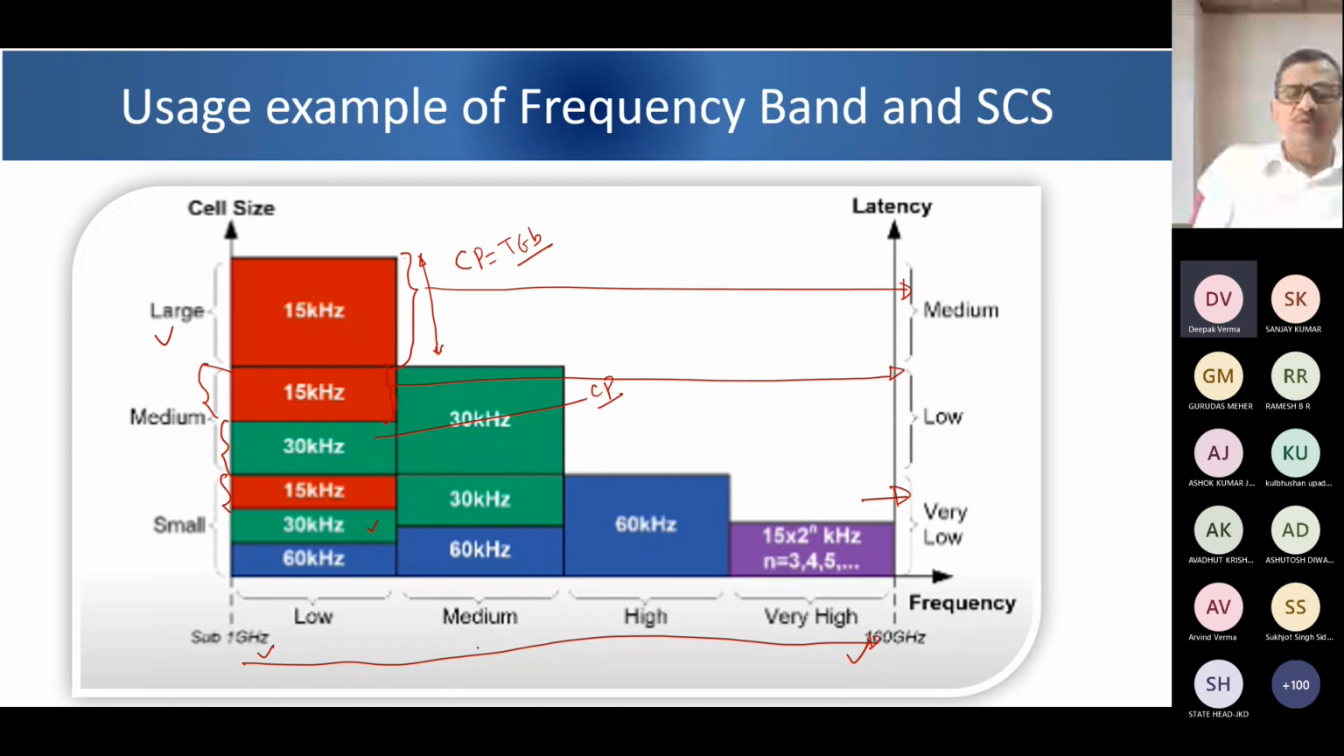Now let us take the example of medium bands, say the 2100 megahertz band. There, with 30 kilohertz, I can create this much medium coverage. I'll have low latency, and if I have smaller coverage, I can create very low latency and so on. So you are able to see here the relation between cell size, numerology, latency and coverage. Any question here?